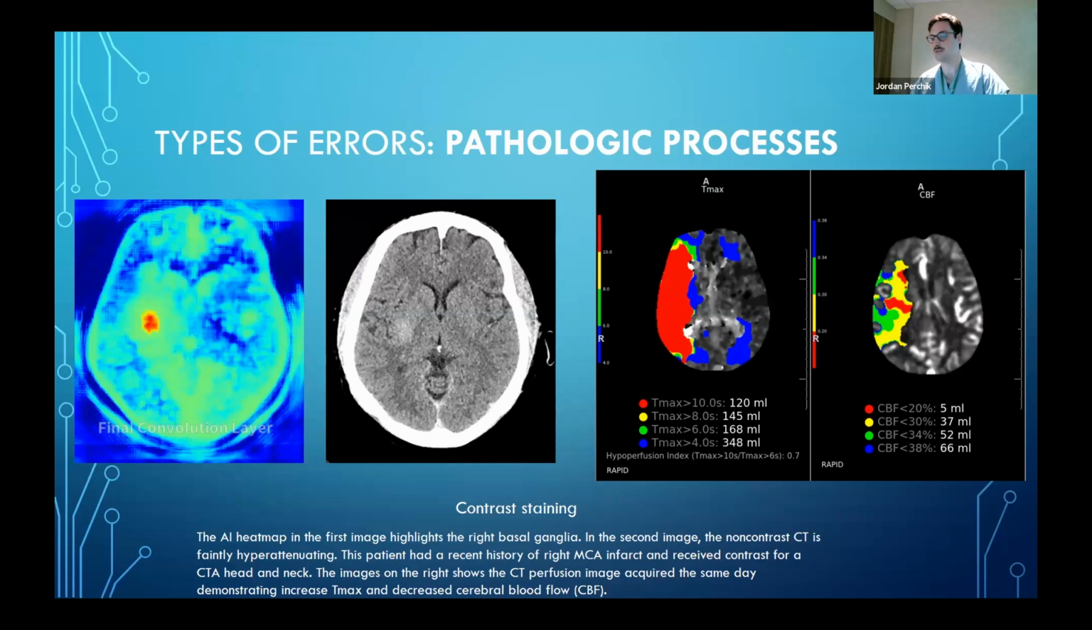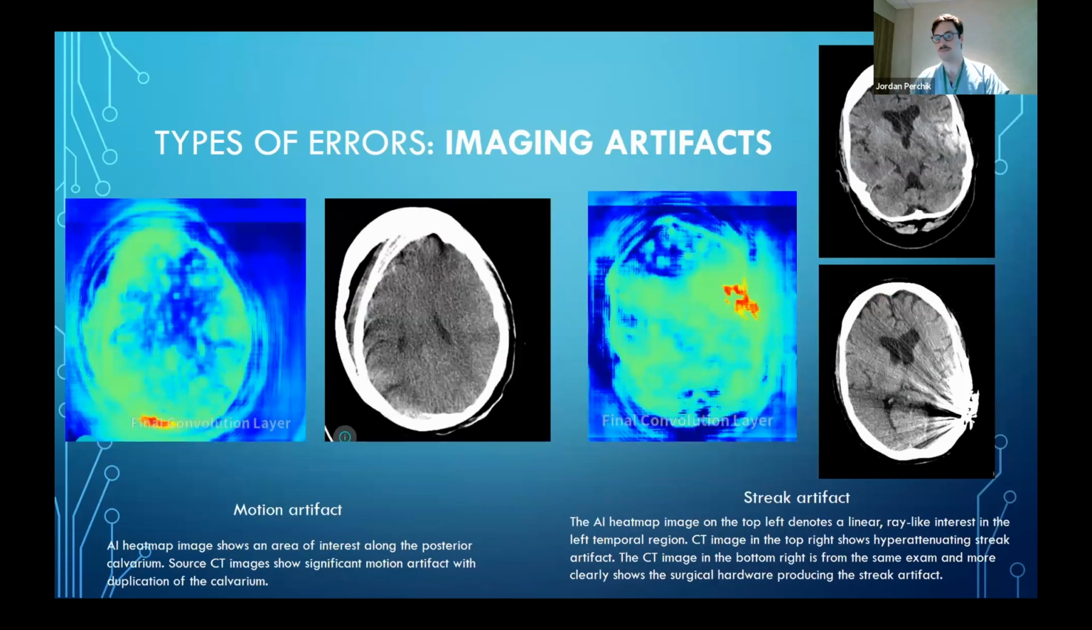And then last example here, this is an example of contrast staining. Someone who has had a stroke before, they've received an exam with contrast, and that's just residual contrast in that part of the brain. The AI has a very difficult time. This is one of the very common false positives that we get, that this is just residual contrast hanging out in the brain that the AI thinks is acute hemorrhage, but is actually just a typical pathologic finding.